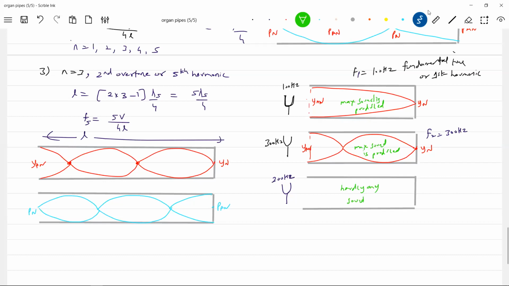Hardly any sound is produced. The reason for that: no resonance. Here resonance occurs.